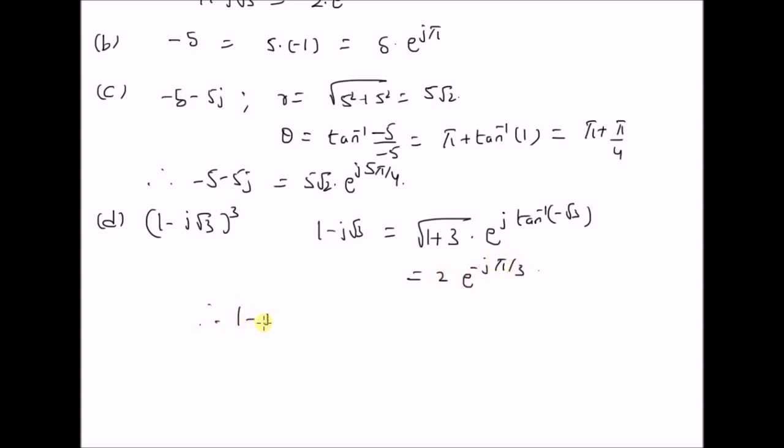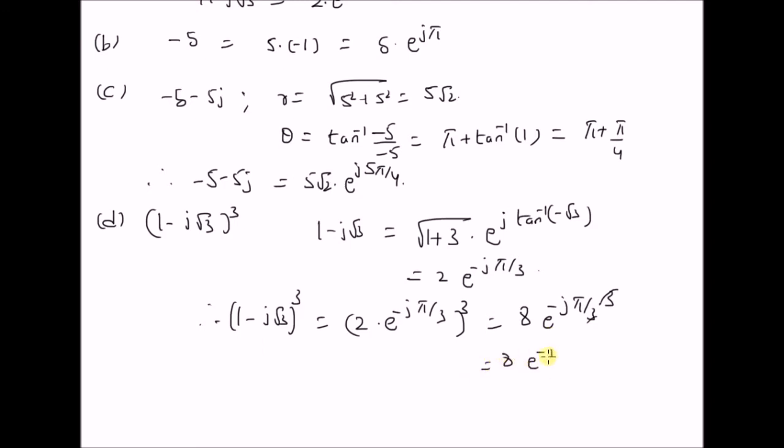Therefore, 1 minus j root 3 power 3, that is cube of this complex number, is equal to 2 times e power minus j pi by 3 power 3. And 2 cube is 8, and e power minus j pi by 3 into 3. And these 3's cancel each other, and then we are left with 8 into e power minus j pi, which is equal to minus 1. Therefore 1 minus j square root of 3 power 3 is equal to minus 8.